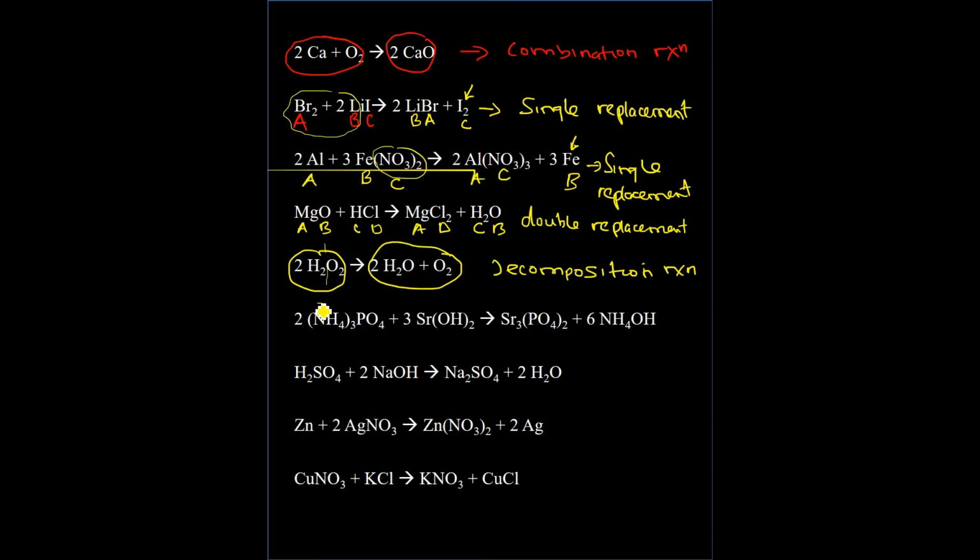Here you have a polyatomic anion, let's call it A, and another polyatomic anion, let's call it B. Strontium is an element C. Hydroxide is a polyatomic anion, let's call it D. So you end up with C and B combined and A and D combined. So again, this is a complete exchange. You should call it double replacement.